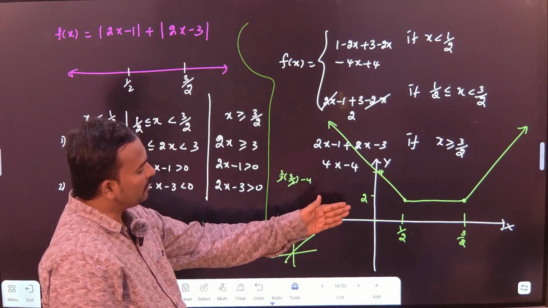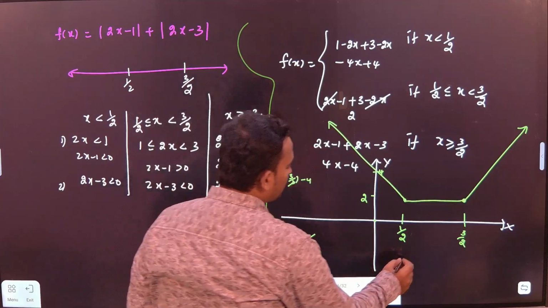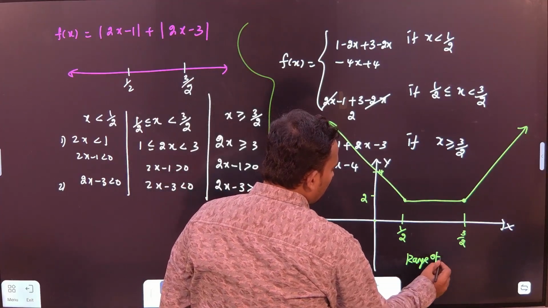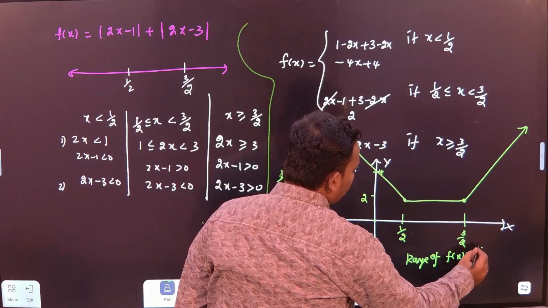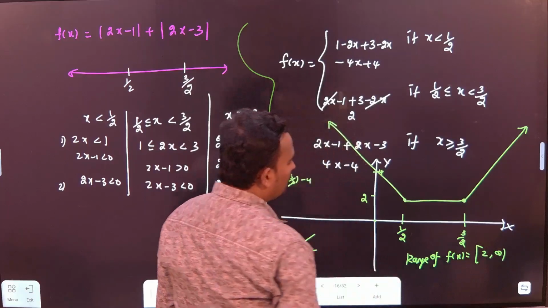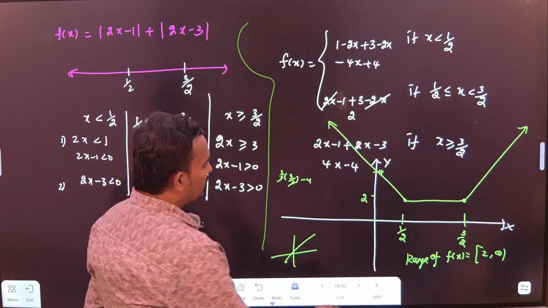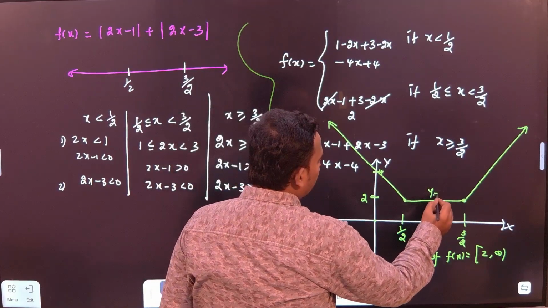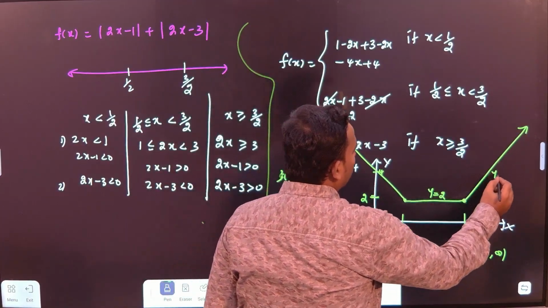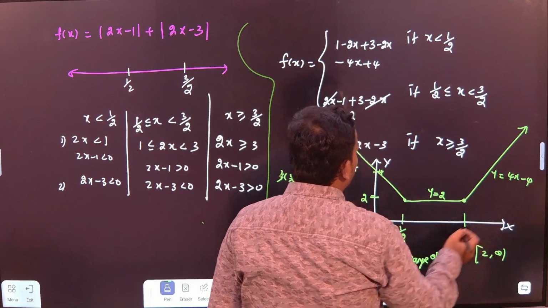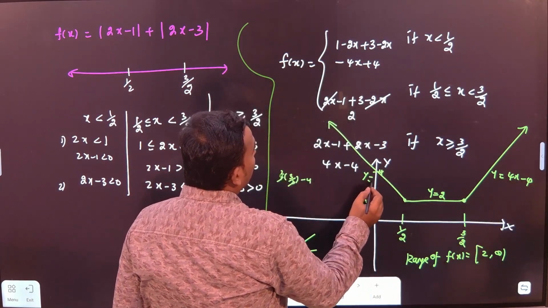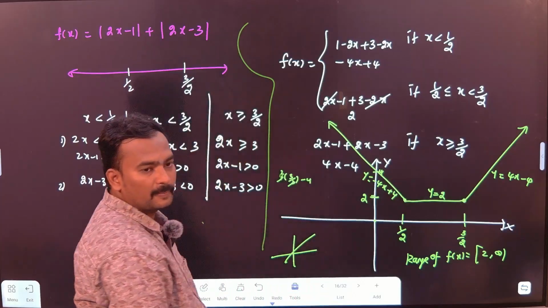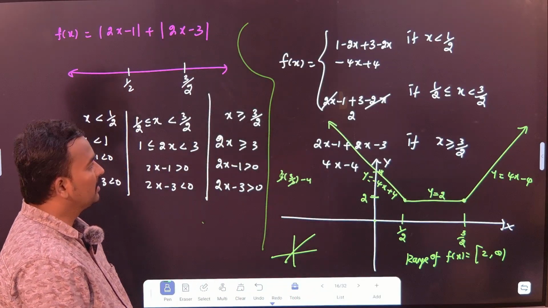And what is the range of the function? Range of f of x is what? 2 to infinity, because 2 is included. This is 2, right? This is y is equal to 2. This is y is equal to 4x minus 4. This is y is equal to minus 4x. Understand? I hope everyone understands, right?